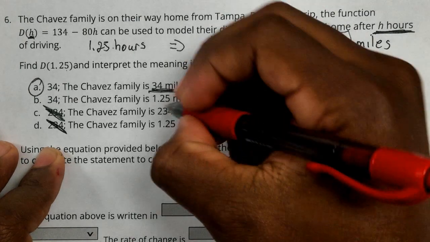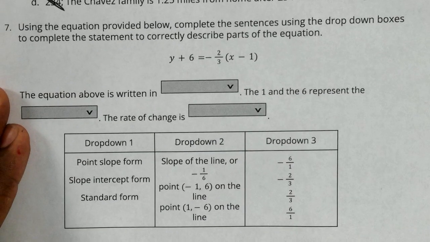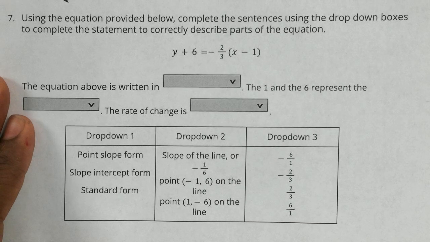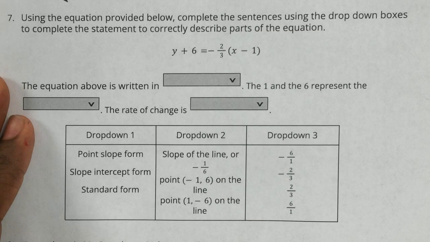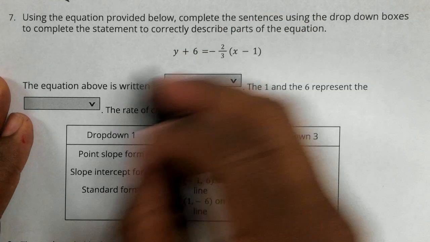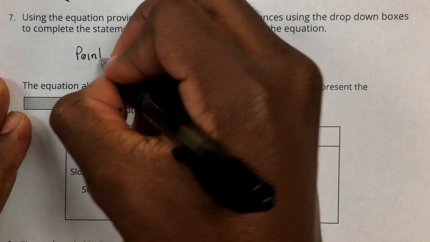This is wrong because they have the miles and the hours wrong. All right? So the next question says, using the equation provided below, complete the sentence using the drop-down boxes to correctly describe parts of the equation. So already, guys, you should know that this form looks like point slope, okay?